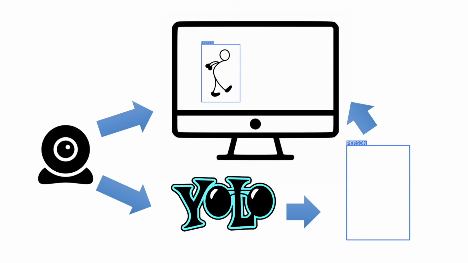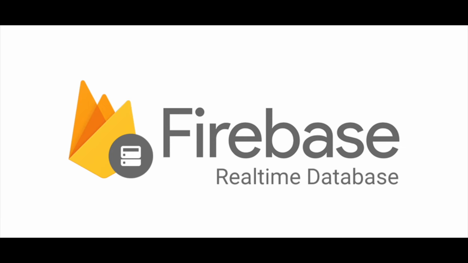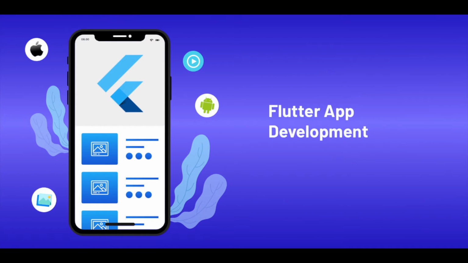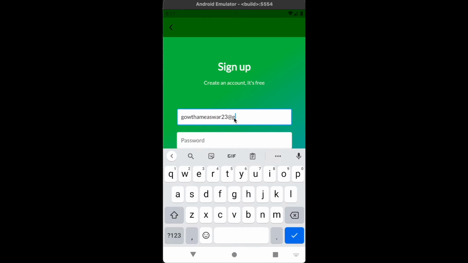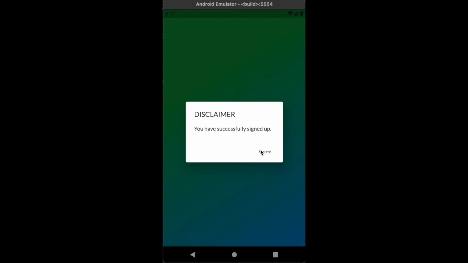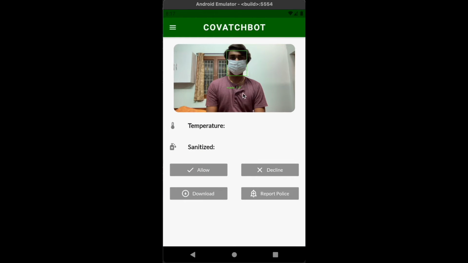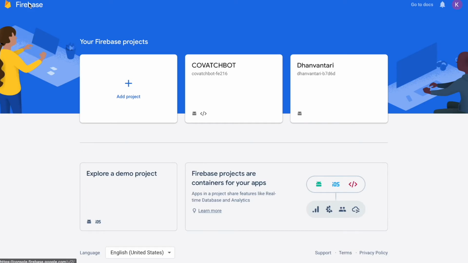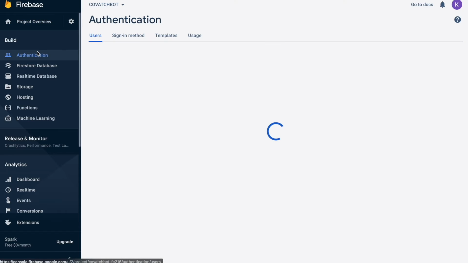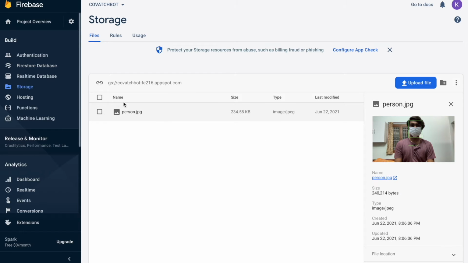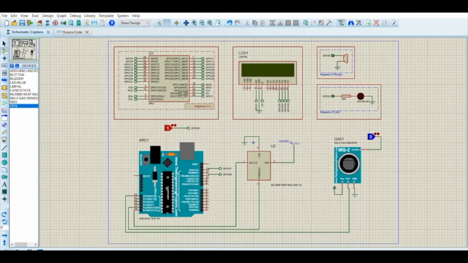The picture taken here will be sent immediately to an online real-time database called Firebase. A full-fledged Flutter mobile application has been specifically designed for this project, which users can install on their Android or iOS mobile phones and see the pictures and sensor details of those who are entering their buildings. Only if a user clicks allow here will the door be opened. The communication between the Raspberry Pi microcontroller, which is basically the hardware, and our mobile application happens through this Firebase database. Let's look into the simulation part.